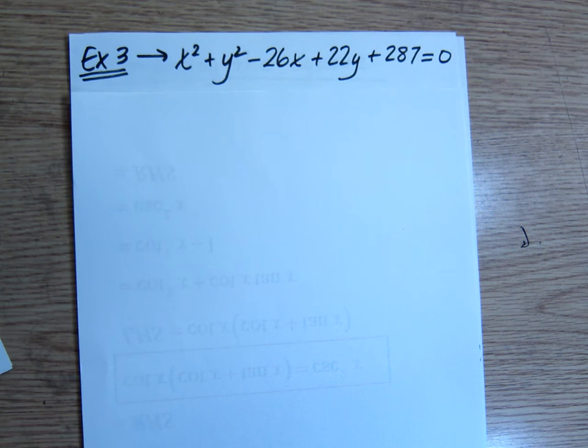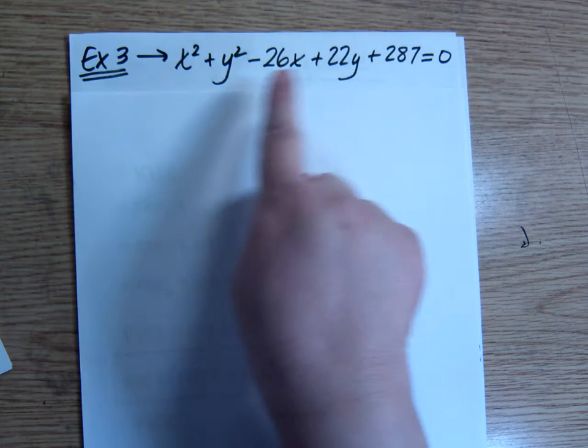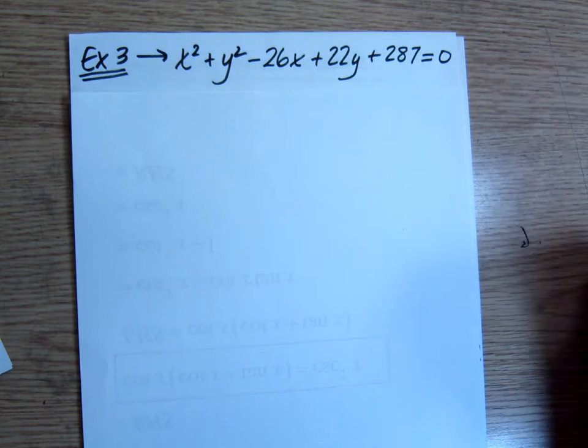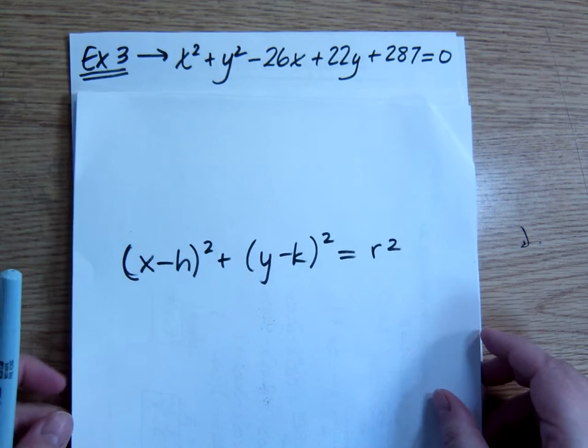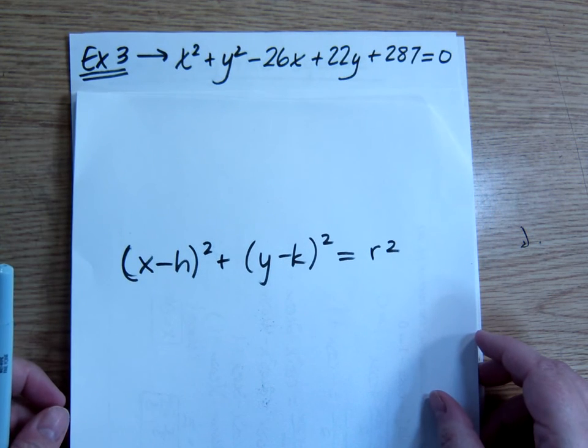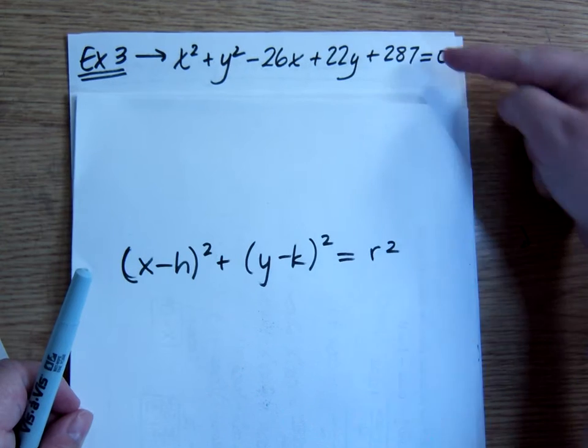Okay, so this says example 3, but this is going to be our first example. What you see here is the equation for a circle, but it's not written in standard form. So the goal is to write it in standard form so that we can then see the center and the radius. And here is standard form.